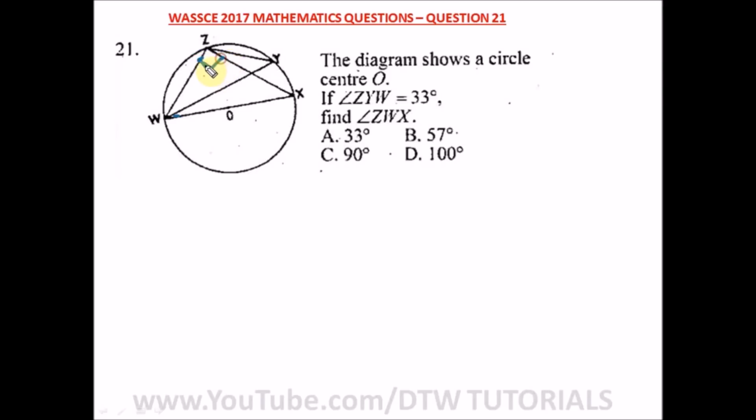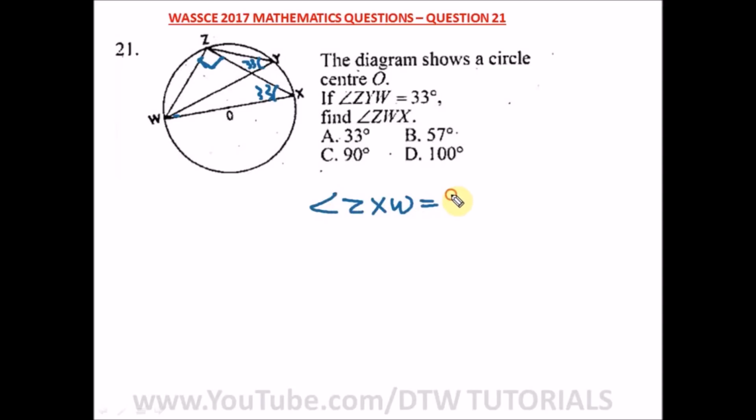Let's put this here. This is angle 90 degrees. I hope we remember this in our circle theorem. All right. So this is 90 degrees. It says, if angle ZYW, this angle here, is 33 degrees, find ZWX. So from here, if this is 33, it means this angle is 33, which is what?